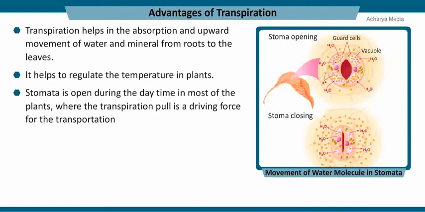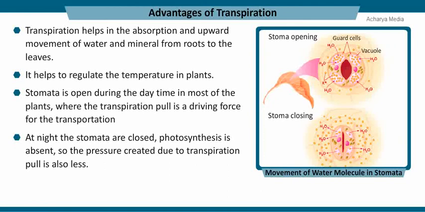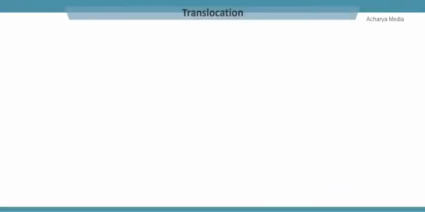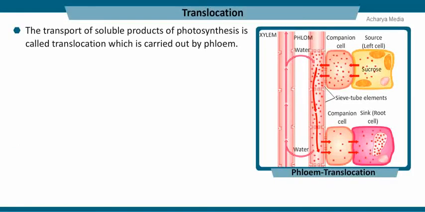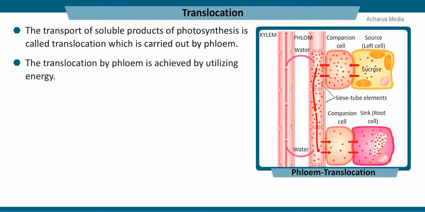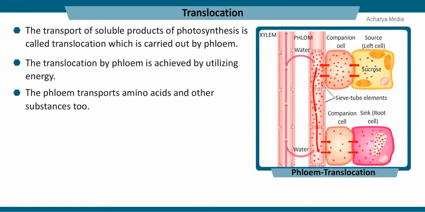Stomata are open during the daytime in most of the plants, where the transpiration pull is a driving force for the transportation. At night, the stomata are closed, photosynthesis is absent, so the pressure created due to transpirational pull is also less. The transport of soluble products of photosynthesis is called translocation, which is carried out by phloem. The translocation by phloem is achieved by utilizing energy. The phloem transports amino acids and other substances too.